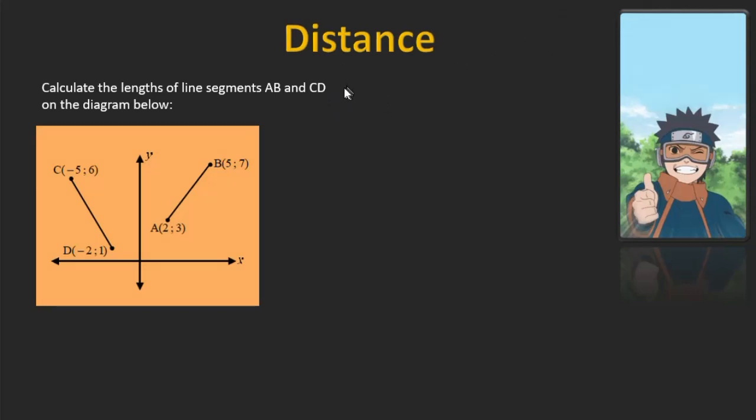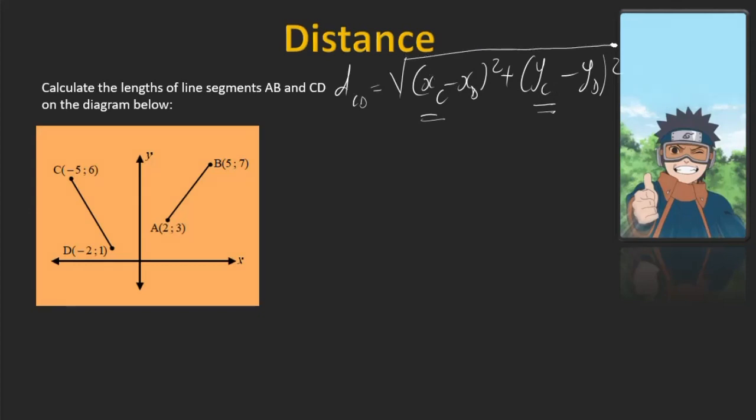I hope you paused the video. Let's show you the answer. The distance of CD is equal to, remember you always have to write the formula first: x at C minus x at D, we square it, plus y at C minus y at D, we also square it. If here you started with C, here you also have to start with C. You can't say x at C minus x at D and then here say y at D minus y at C. No, you have to follow the same pattern when you write this equation. That's how it goes.